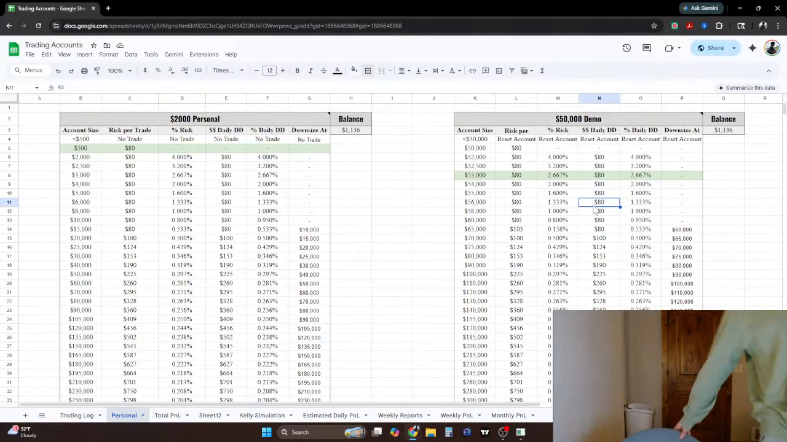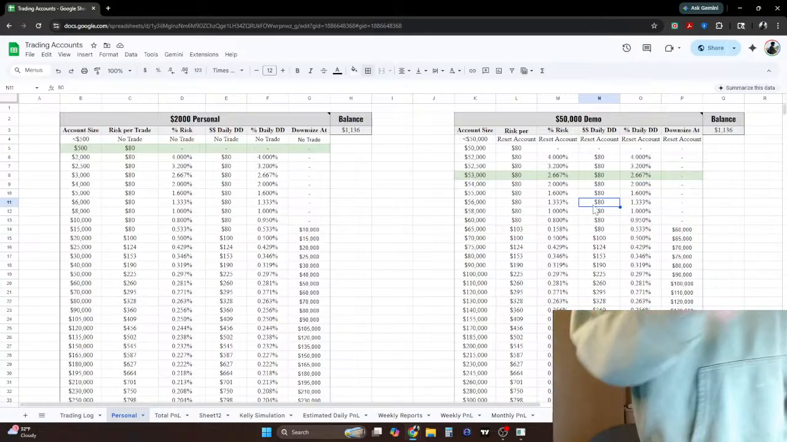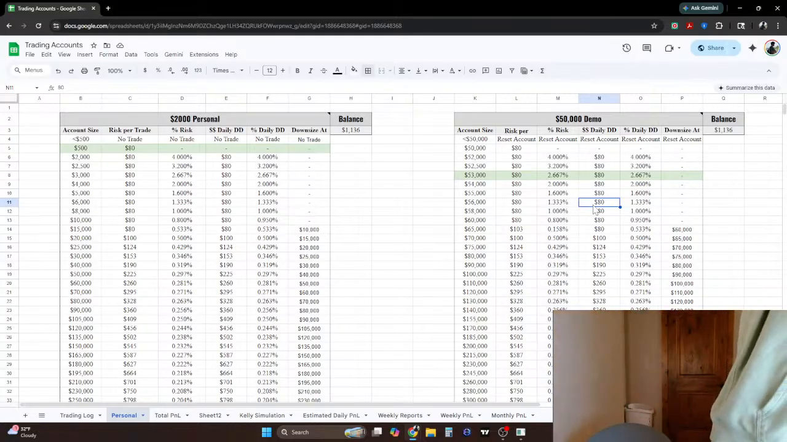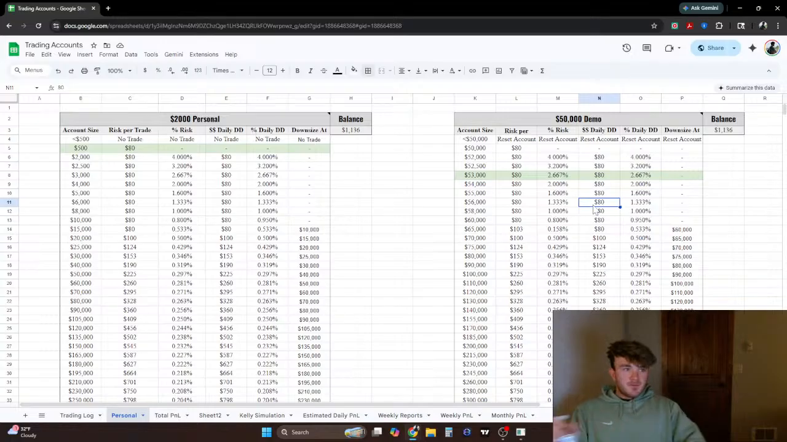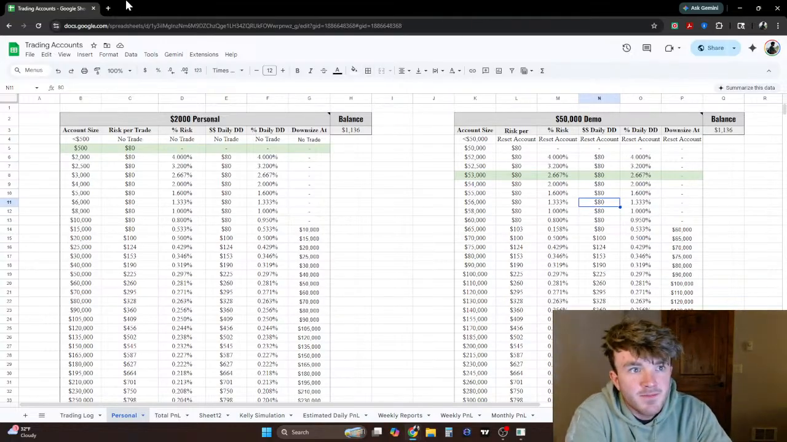Because I never want to have to stress about downsizing, really, ever. Because I know the big wins are going to cover the losses in every way. So yeah, this is the plan.